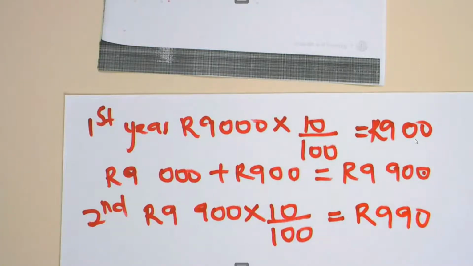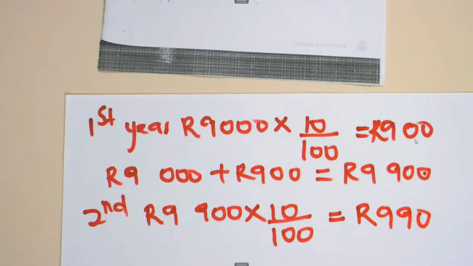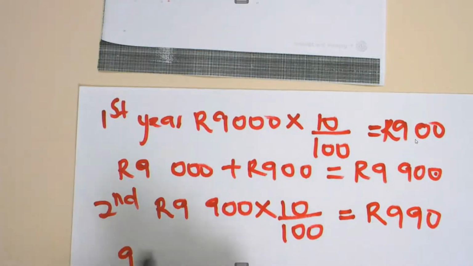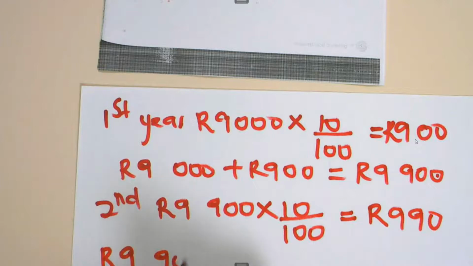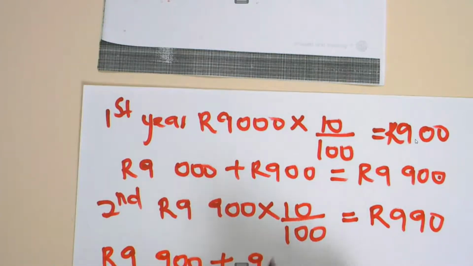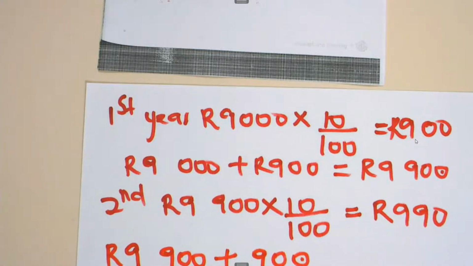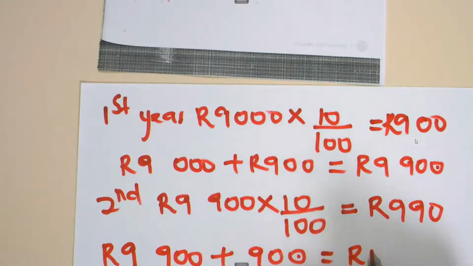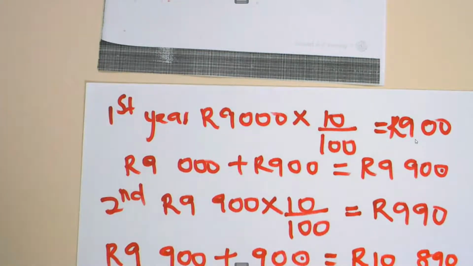So 9,900 multiplied by 10% will be 990 rand. And then we take 990 rand, we add it to 9,900. So when we add 990 to 9,900, then we accumulate an amount of 10,890. And then we move to the third year.